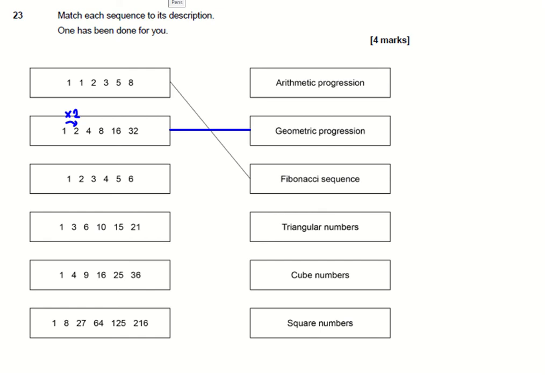For the third one, 1, 2, 3, 4, 5, 6, to get from one number to the next, we are continuously adding an extra 1. So we're adding 1 each time, and any sequence that goes up or down by the same number is arithmetic.